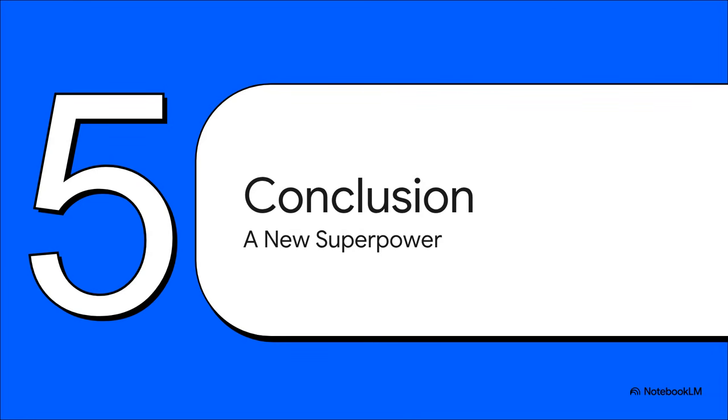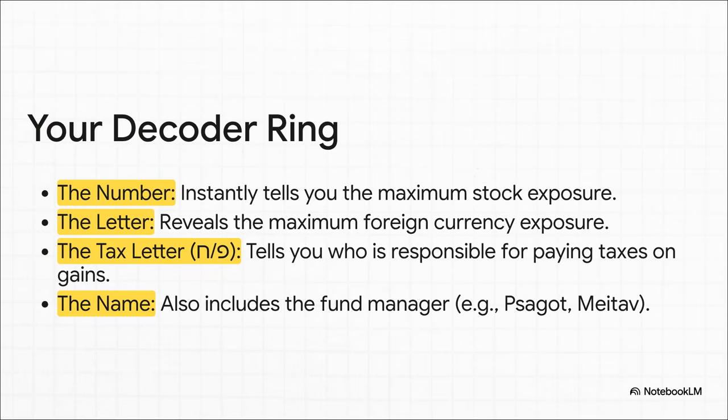What once looked like a totally random mix of names and numbers now gives you this incredible advantage. I mean, think of it as your new investing superpower. So let's do a quick recap with your new decoder ring. The number, that's your instant read on max stock risk. The first letter, that's the max currency risk. And that little letter at the end, if it's there, that tells you who's paying the tax man. And of course, the name itself, like Pasago or Metav, tells you who's managing the money. You basically have an X-ray of the fund's entire game plan.